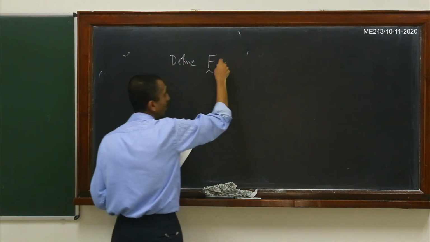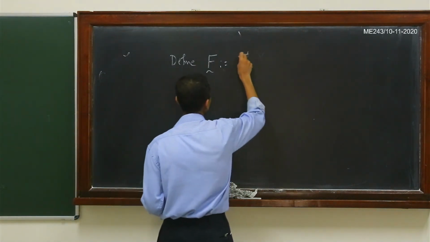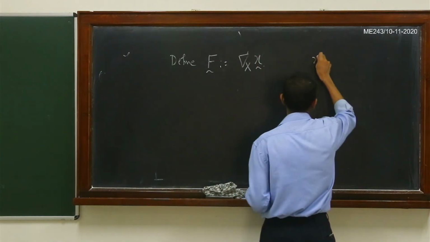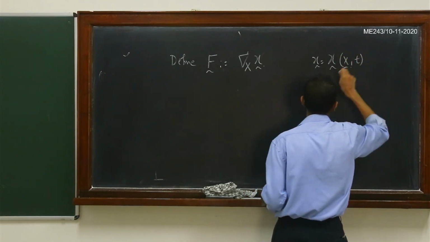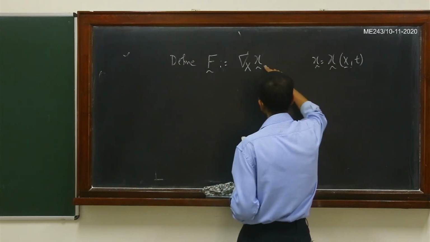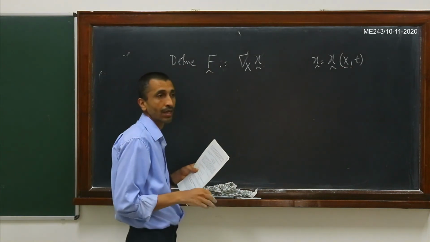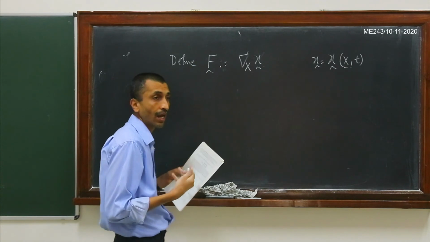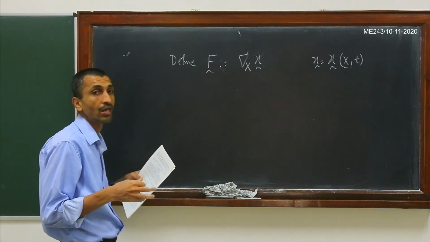Again I will use this symbol colon equal to, to indicate that it is a definition. So this is the gradient of the chi map. If you recall, we had defined small x as chi of X comma t. So basically it is the gradient of this mapping chi with respect to capital X. Sometimes our gradients will be with respect to the material coordinates, capital X, and sometimes with respect to the spatial position, small x.